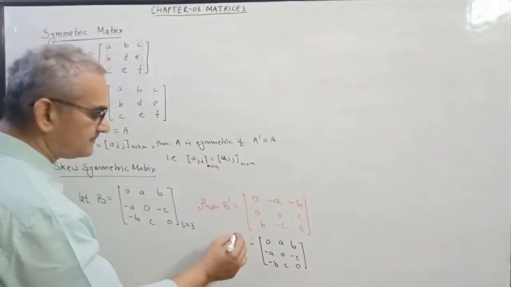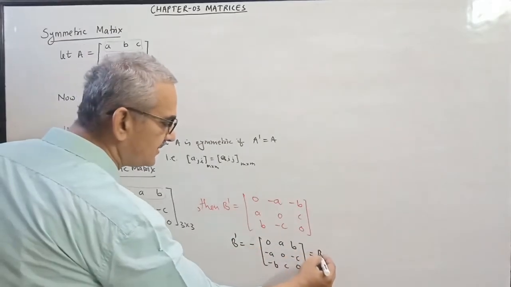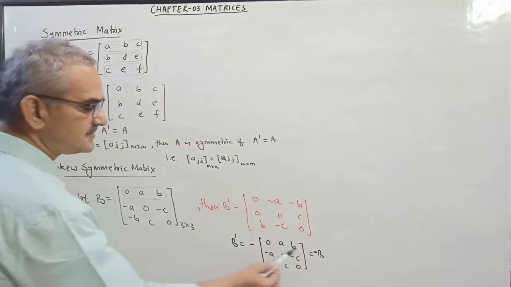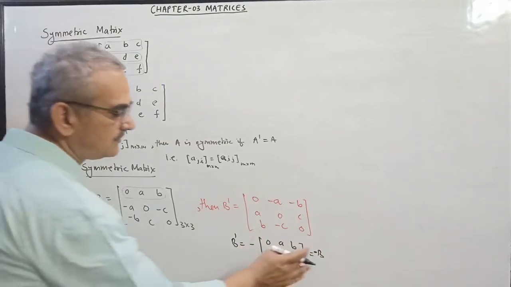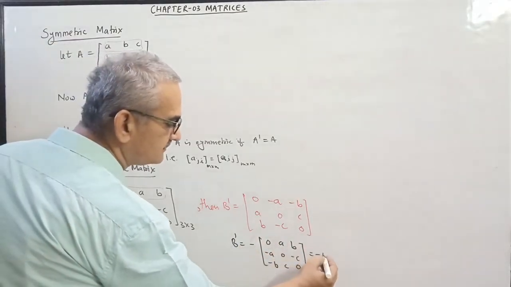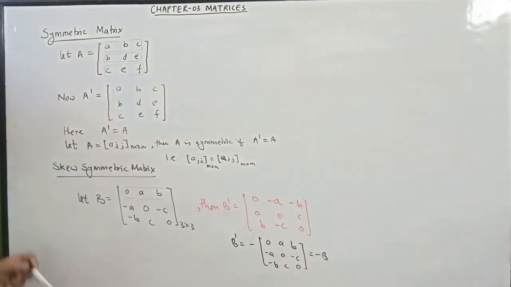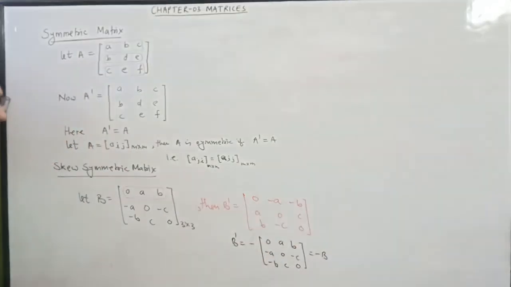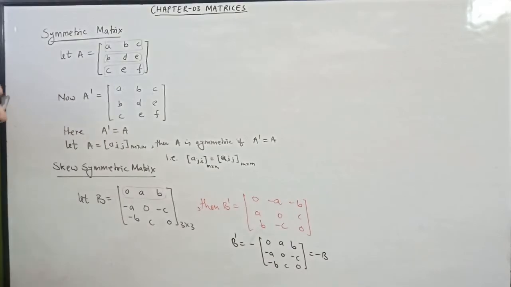This is matrix B. So what we are getting? B dash is equal to minus of matrix B. So a matrix B is said to be a skew symmetric matrix only when the transpose of B is equal to negative of B. Okay, so this is clear to you?